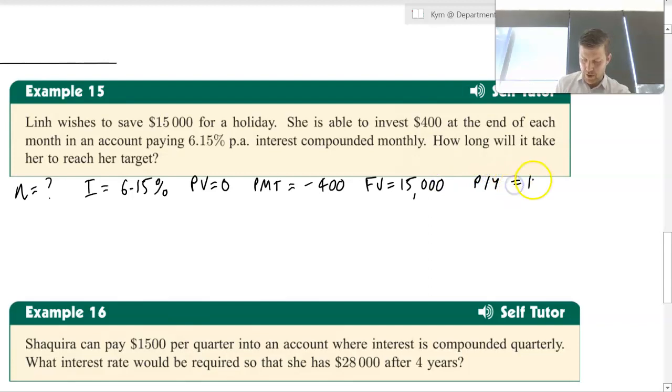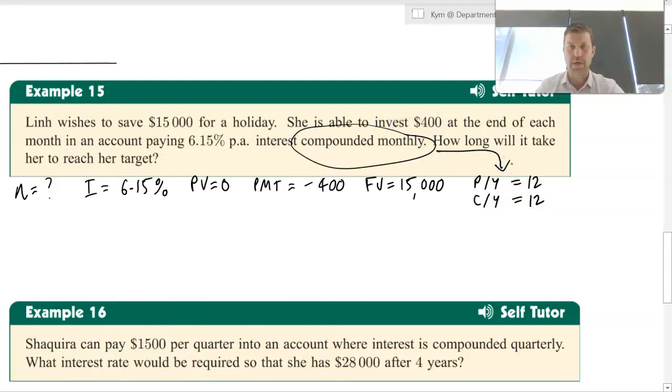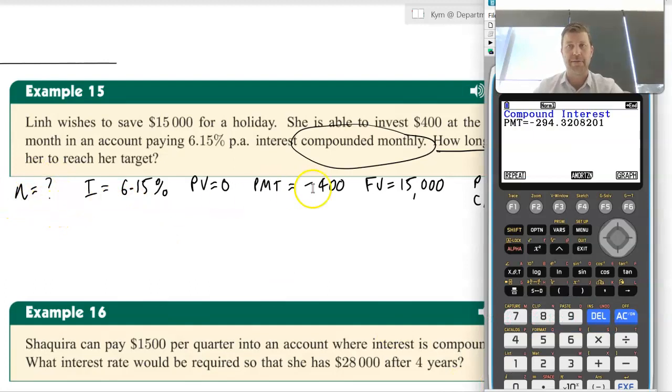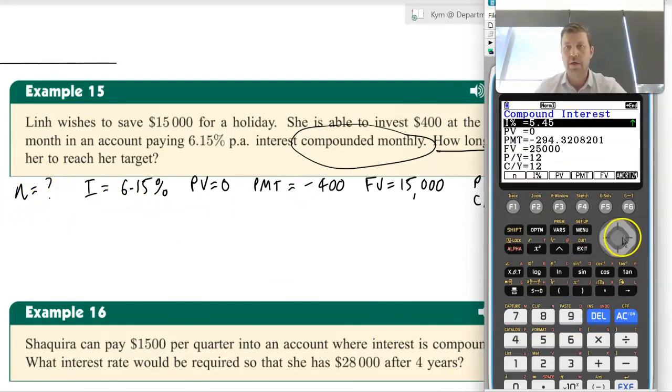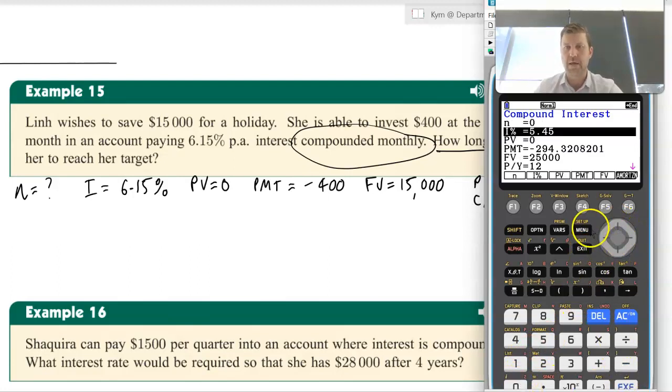PY will be 12, and CY will also be 12 because we're talking about being compounded monthly here. Okay, so go ahead and put all that information into our graphics calculator, and it'll tell us the number of compounding periods needed to achieve that. So let's just keep N as 0 for now. I is 6.15%.